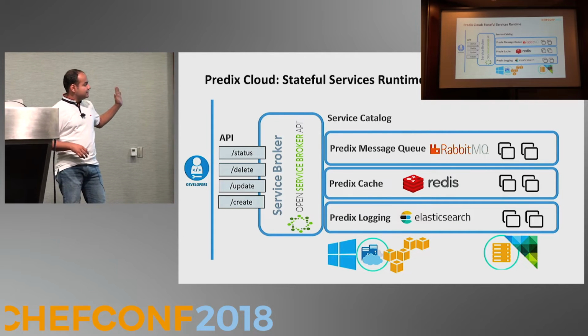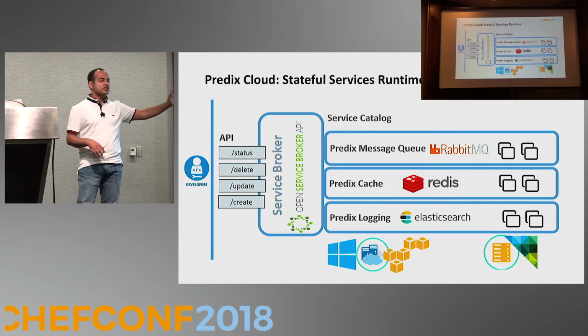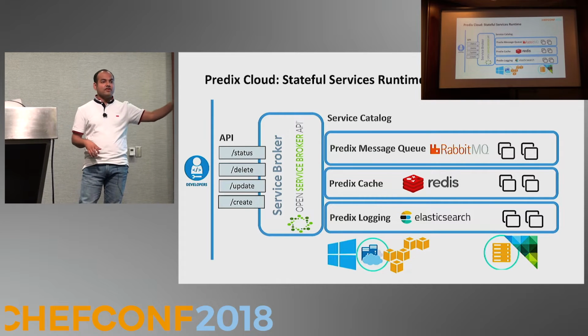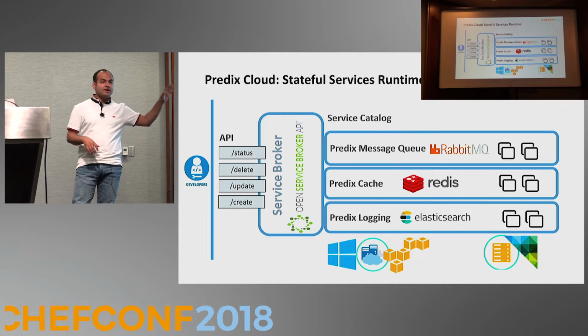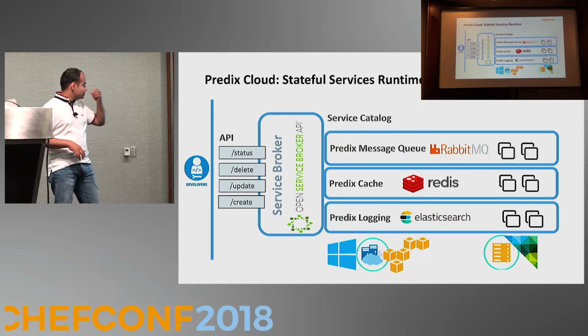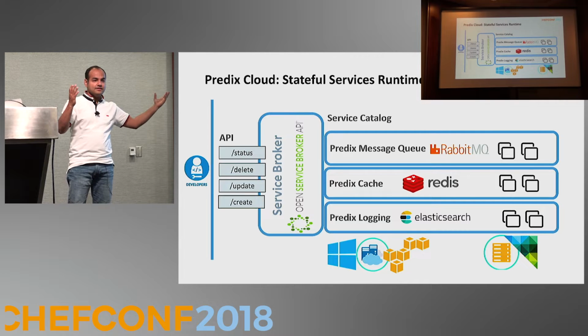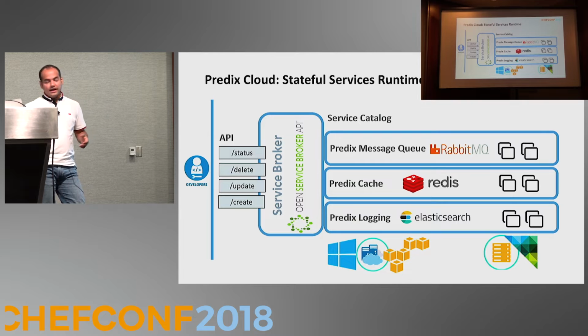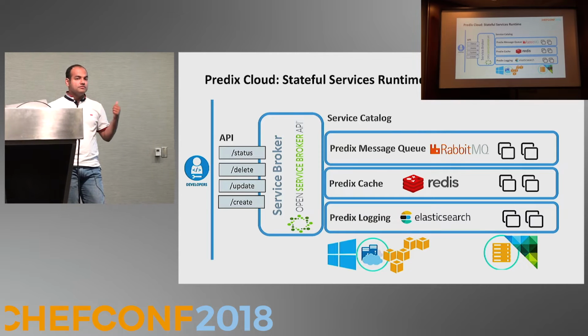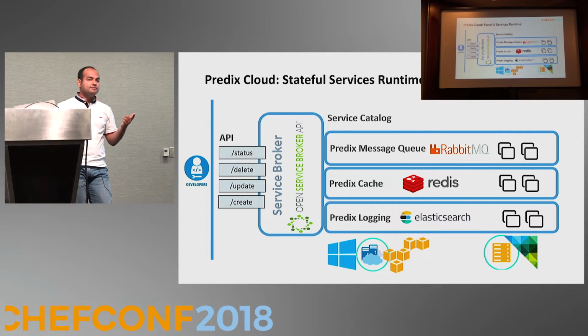Behind the scenes, we take care of all the infrastructure creation, service configuration, running, backup, restore, everything. So for the developer, it's just the API. Hey, can you give me a Redis? I don't know how, but give me a Redis. This is how it works. And as I said, it works on Amazon, Azure, and on-prem with vSphere.